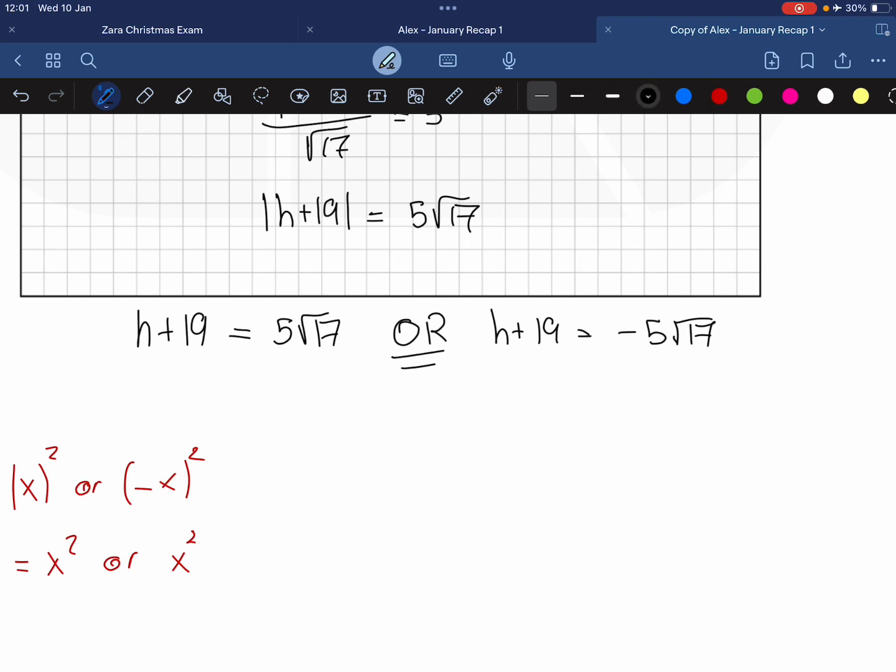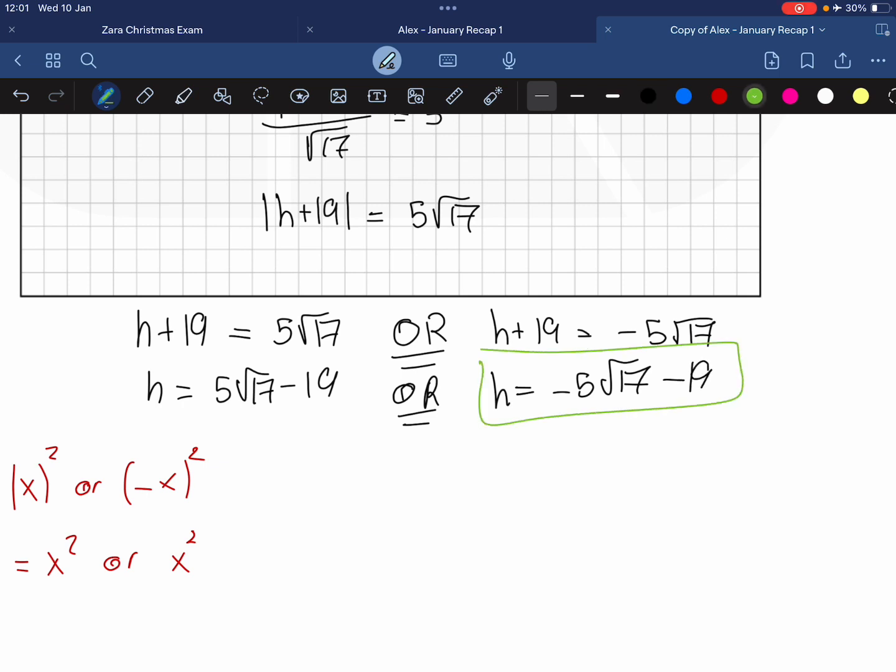So it wants us to leave it in surd form. So now we just have h is equal to 5 root 17 minus 19, or h is equal to minus 5 root 17 minus 19. Both of these are your answers. You have to have both of them. You won't get full marks without it.